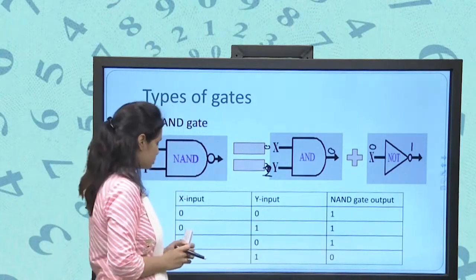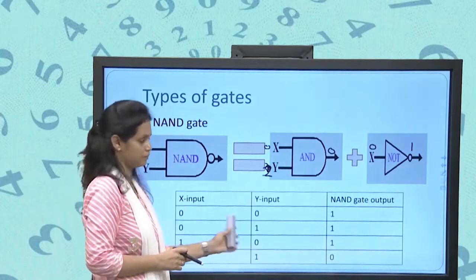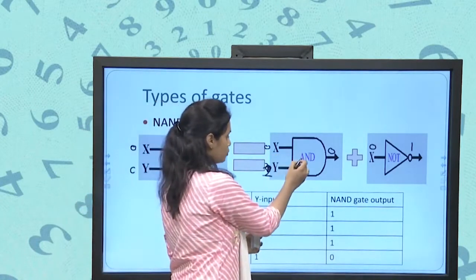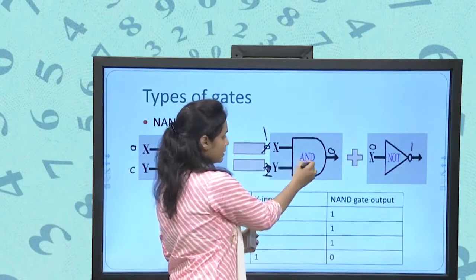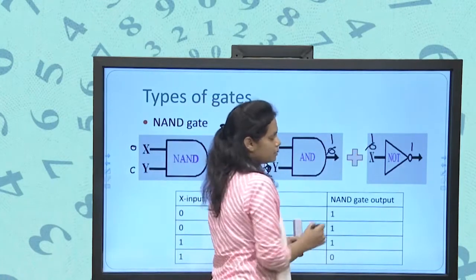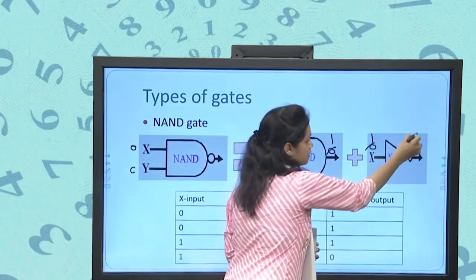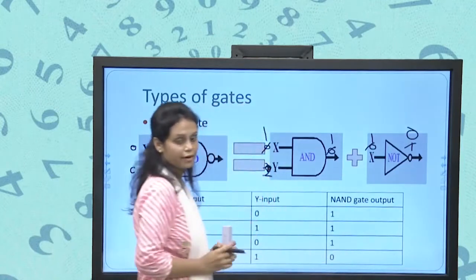We will see the fourth case. Our x input is 1, y input is 1. So the AND gate output is 1. So this 1 is passing over here and the NOT gate output of this 1 will become 0.